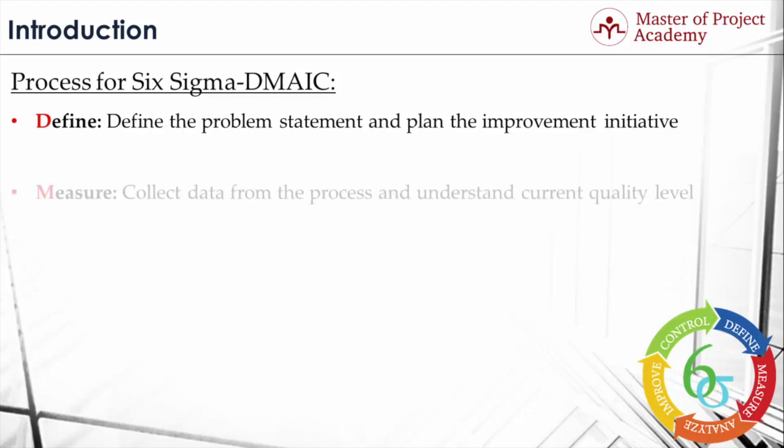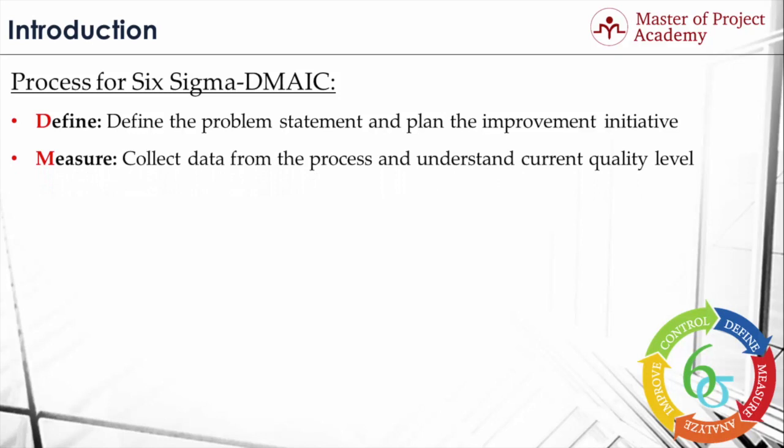The second phase is measure. This phase aims to collect data from the process and understand the current quality level. The team measures the existing system in this stage by establishing valid and reliable metrics to help monitor progress towards the goal defined in the previous step. In other words, the team identifies what data is available and from what source. They develop a plan to gather it, do the actual data collection, and summarize it. In this phase, the team answers the question, how are we doing with the current process?